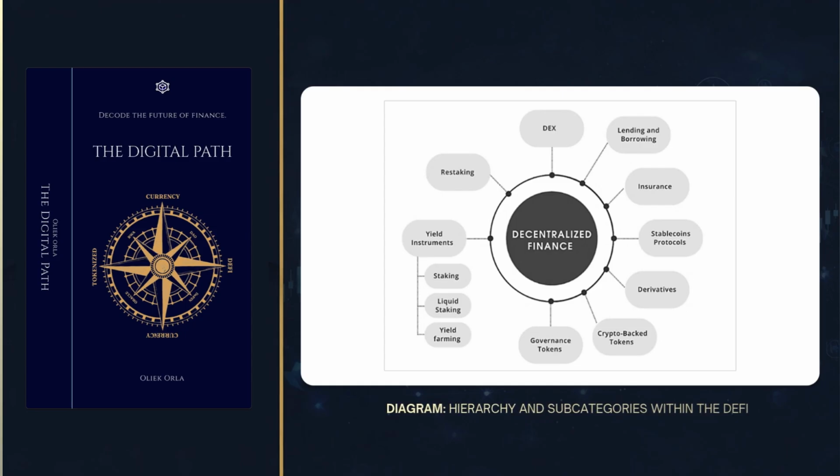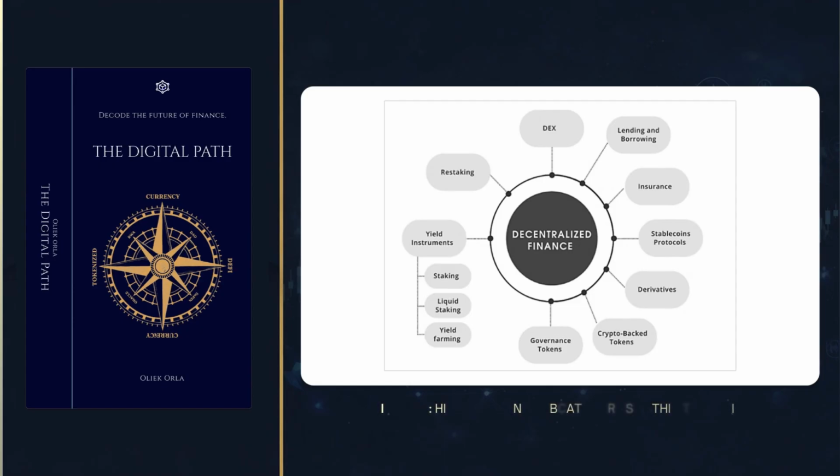Yield instruments. These tools allow users to generate passive income from crypto assets by deploying capital into yield-generating protocols. Key strategies include staking, locking tokens to secure the network and earn rewards; liquid staking, receiving derivative tokens, for example stETH, while maintaining liquidity; yield farming, providing liquidity to earn rewards and incentives. Examples: Yearn Finance, Convex, Lido, Rocket Pool, and Stader. Restaking.